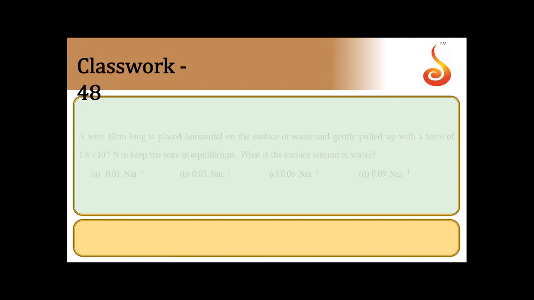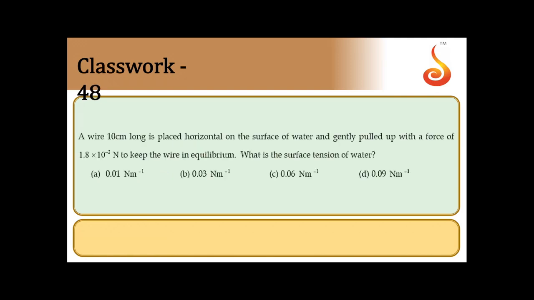Okay, we shall move on to next one. A wire 10 cm long is placed horizontally on the surface of water and gently pulled up with a force of 1.8 × 10^-2 Newton to keep the wire in equilibrium. What is the surface tension of water?